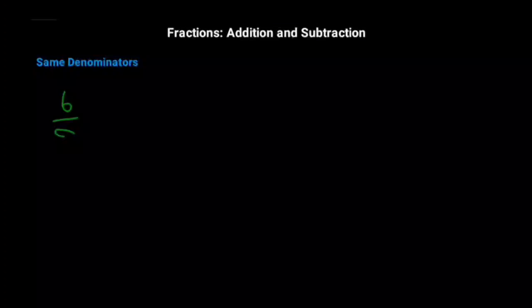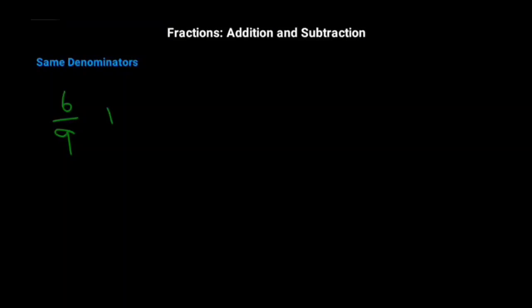So if we have 6 over 9 and that is added to 2 over 9, then all we need to do is add our numerators, which are 6 and 2. So 6 plus 2 would give us 8, and then our denominator would remain the same, which is 9. So our answer would be 8 over 9.